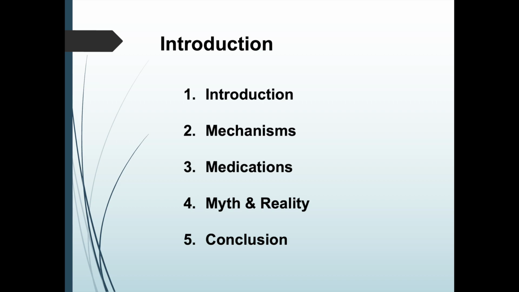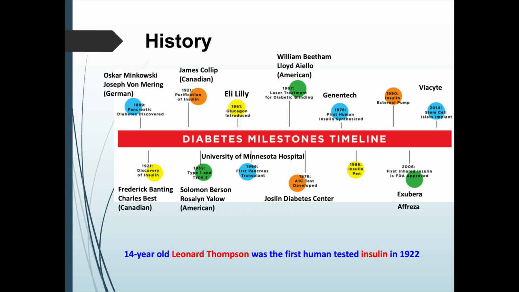First I will go through the history of when diabetic conditions were discovered, up to date. As you see, Oskar Minkowski and Joseph von Mering, German scientists, discovered pancreatic diabetes in the year 1889, so almost 120 plus years ago. From that time till the discovery of insulin, 30 plus years passed. People were dying left and right, because if somebody got diabetes, they died. There was no cure until the discovery of insulin in the year 1921.